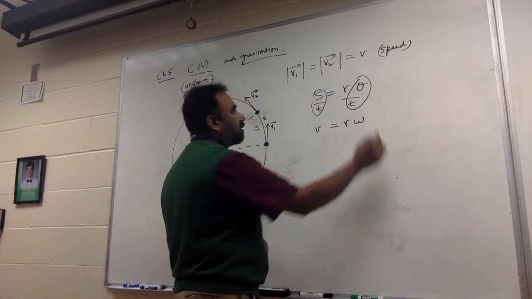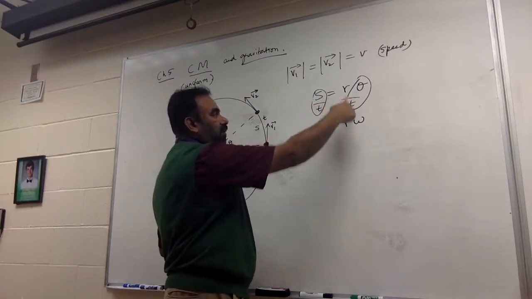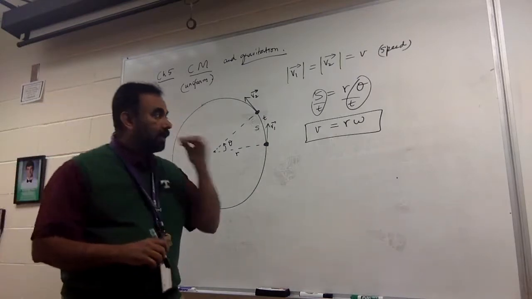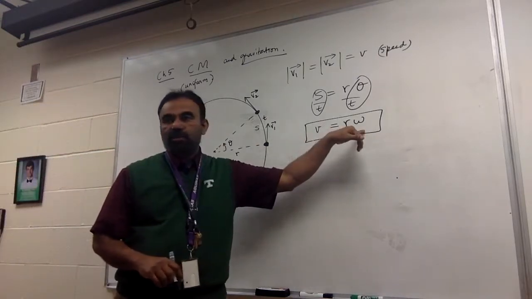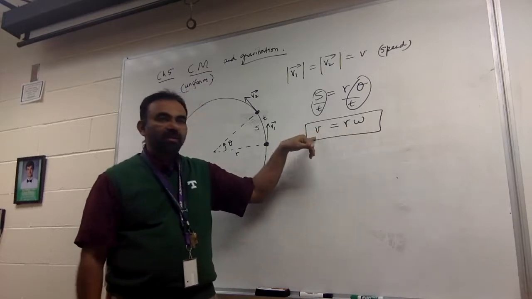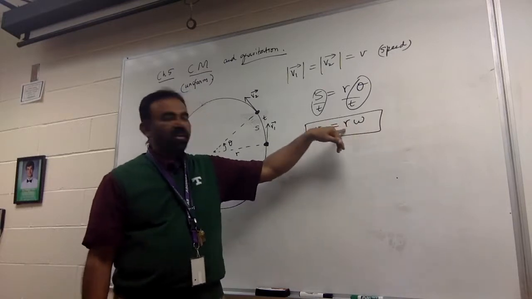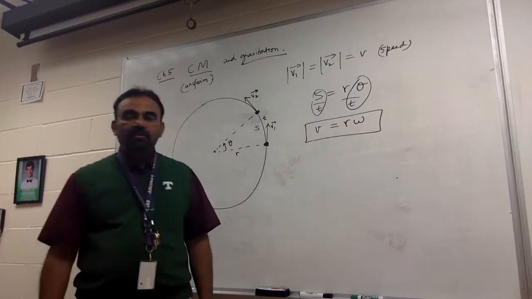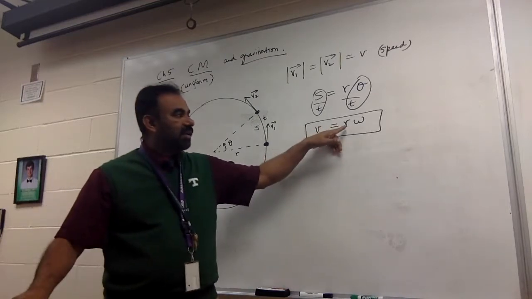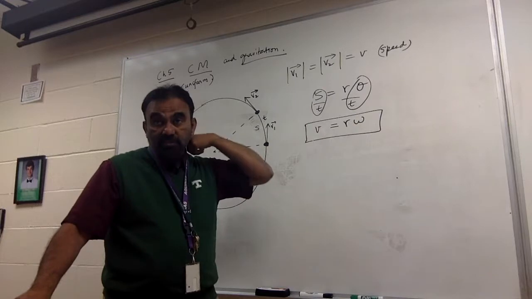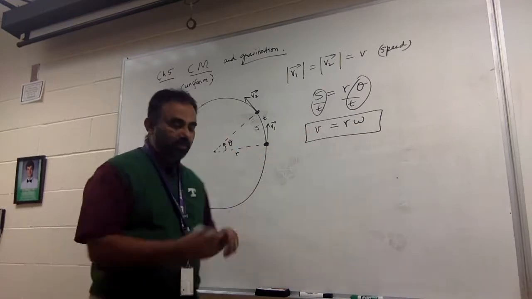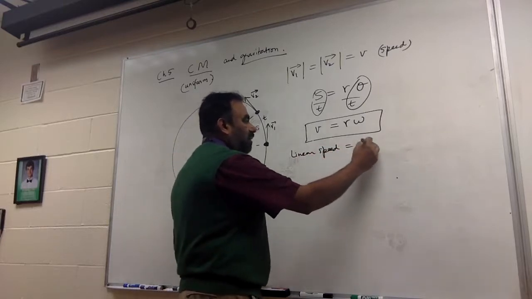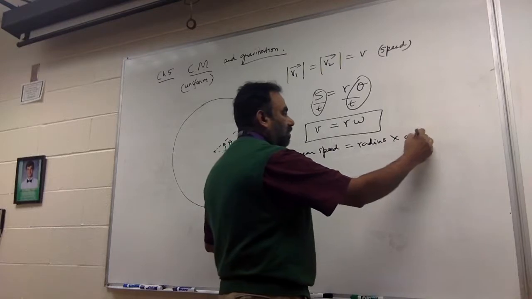So we have this equation. V is equal to R omega. That's an equation that connects linear speed with angular speed. That's the linear speed. That's the angular speed. And that's the radius. The connection between linear speed and angular speed. So linear speed is equal to radius times angular speed.